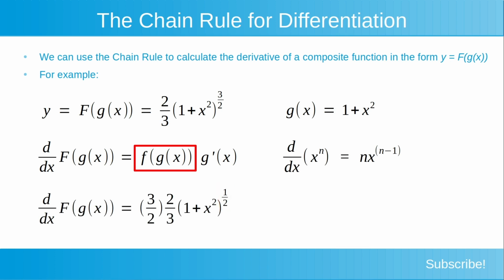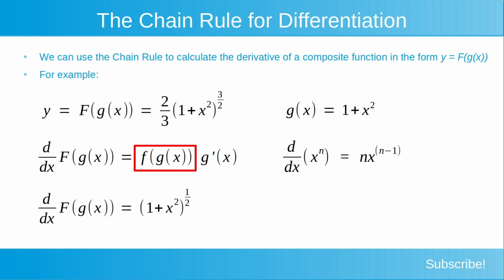Now our 3 over 2 multiplied by our 2 over 3, that's going to work out to be 6 over 6, which is equal to 1. So what we'll have is 1 times (1 plus x squared) to the power of a half. So our 1 multiplied by those terms inside those brackets, that's going to just work out to be (1 plus x squared) raised to the power of a half.